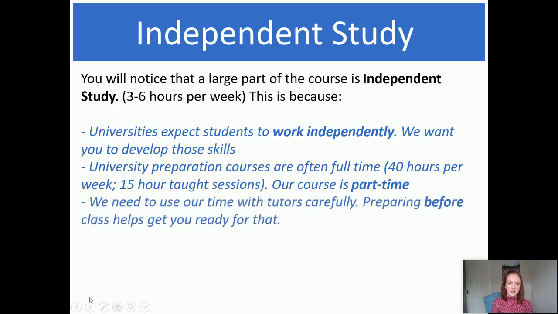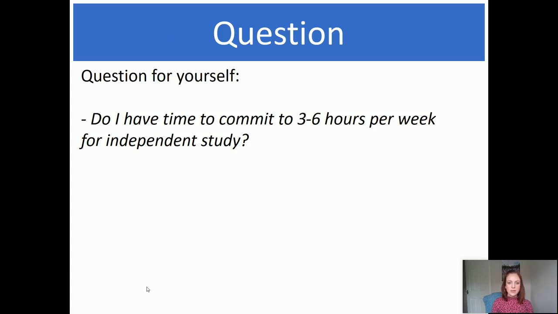And as I mentioned, there's 3 hours per week with tutors. We need to use that time really carefully, and one of the best ways to do that is to prepare before class. So my next question for you is, do you really have time to commit to 3 to 6 hours per week for independent study, as well as coming to class for 3 hours each week? I hope the answer is yes.